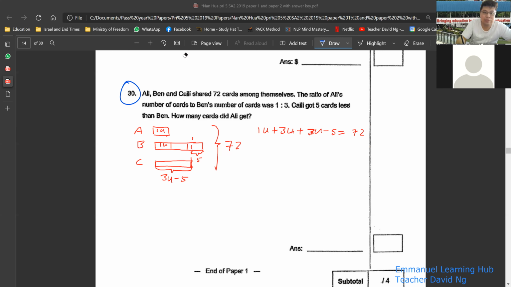Okay, do you understand how I get this? Yes. 1 unit plus 3 units is 4 units. 4 units plus 3 units is 7 units. 7 units minus 5 is 72. Therefore, 7 units equal 72 plus 5. So 7 units equal 77. So 1 unit equals 11. Or 1 unit equals 77 divided by 7, which equals 11.